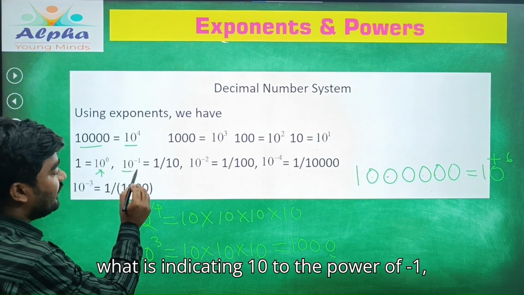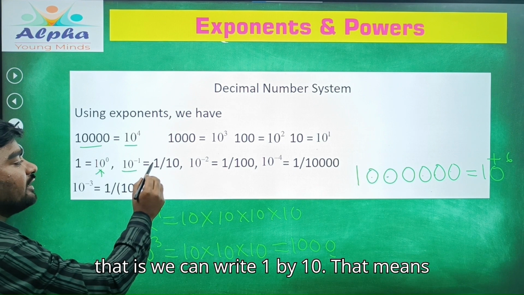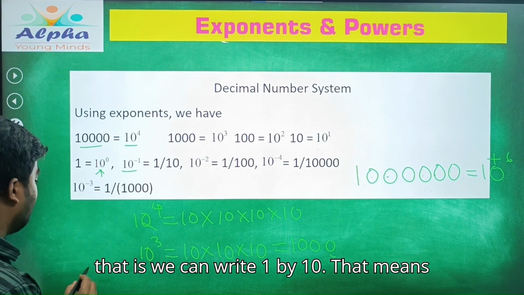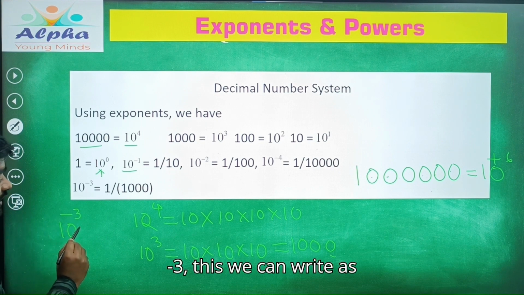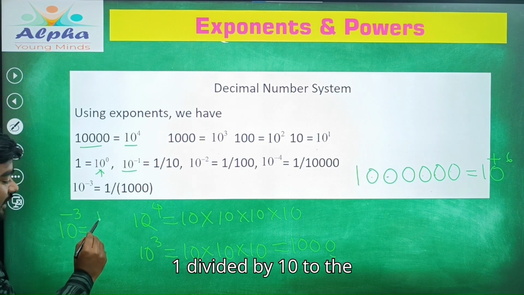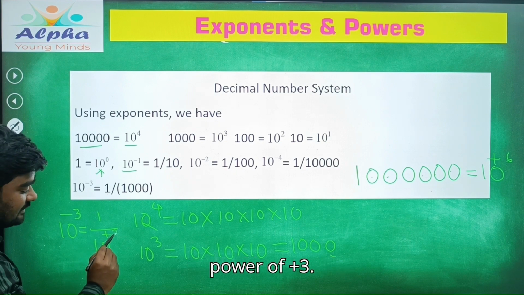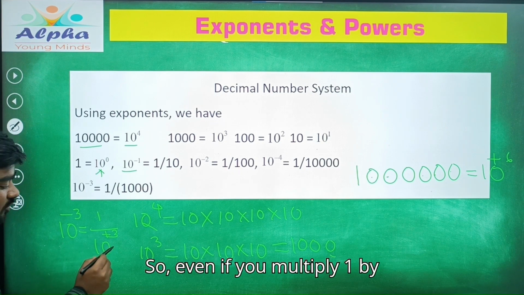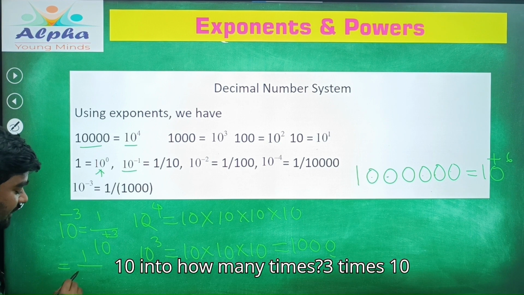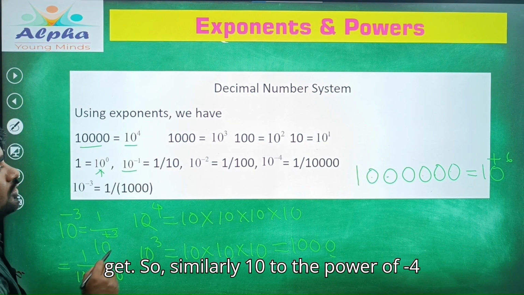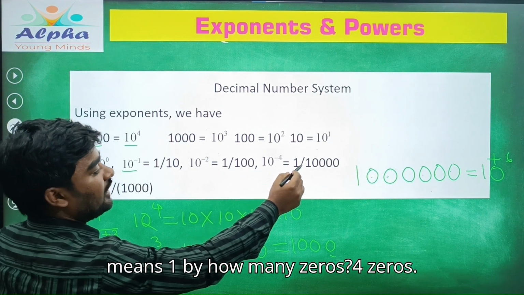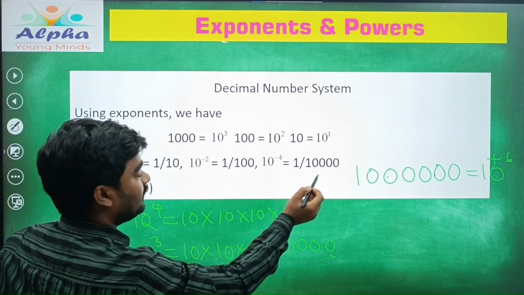Right. So what is indicated by 10 to the power of minus 1? We can write it as 1 by 10. If I write 10 to the power of minus 3, we can write this as 1 divided by 10 to the power of plus 3. Even if you multiply 10 into 10 into 10, 3 times, the same value is obtained. Similarly, 10 to the power of minus 4 means 1 by how many zeros? 4 zeros, right?